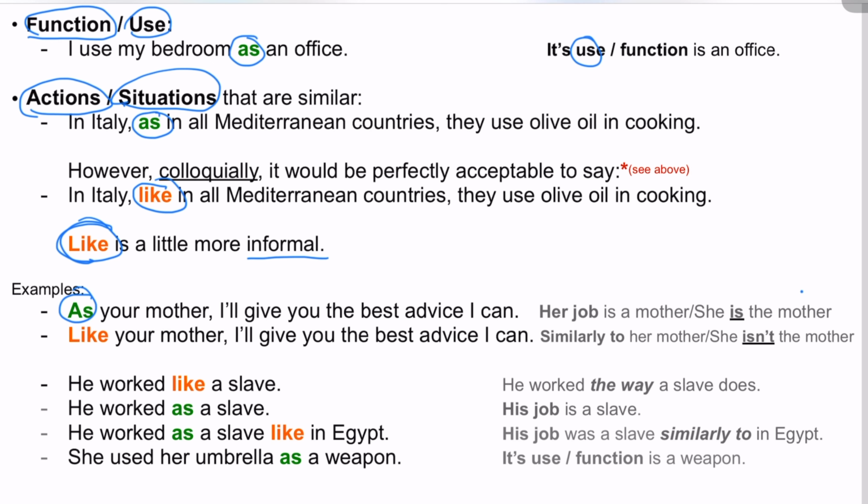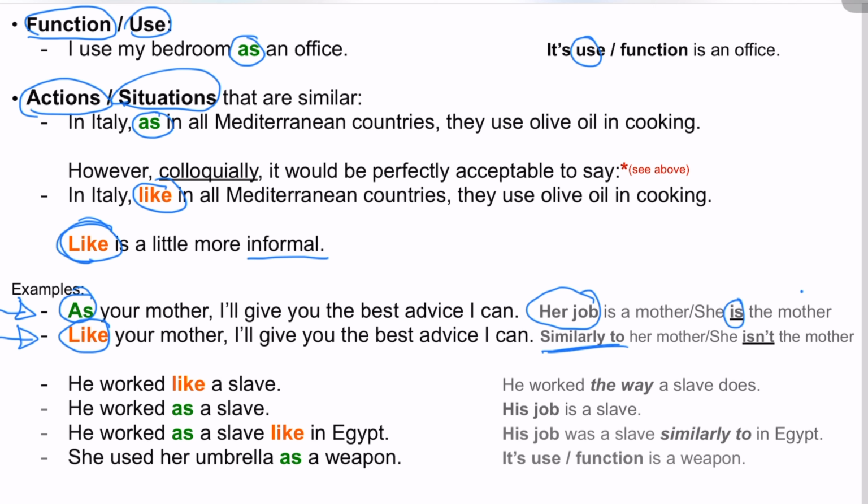As your mother, I'll give you the best advice I can. Now, this person is the mother, and her job is to be a mother. So, since I'm your mother, I'll give you the best advice I can. Instead, like your mother, I'll give you the best advice I can means similarly to your mother, I'll give you the best advice I can, but I'm not your mother. So these are two different situations. In the first situation, I'm the mother and I'm going to give you the best advice I can. In the second situation, I'm comparing myself to your mother, but I'm not your mother.